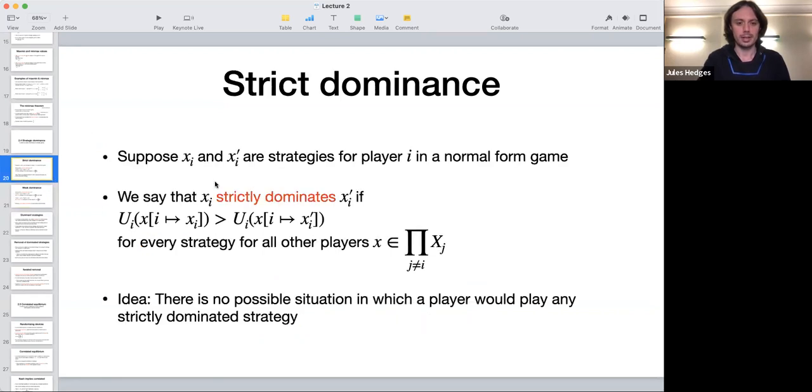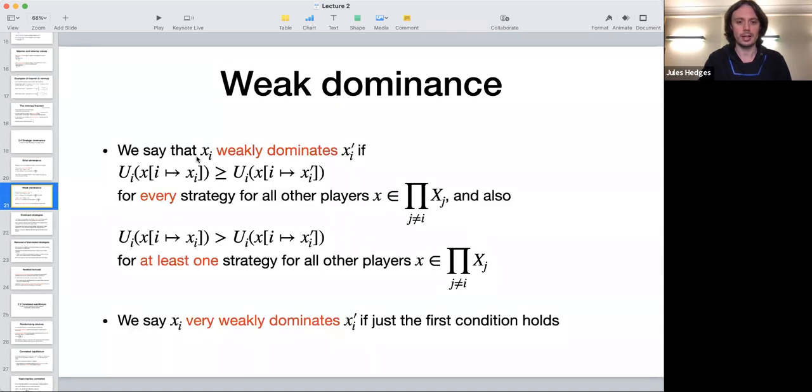And of course, each of these implies the next one. So if a strategy strictly dominates another, then in a degenerate way, it also weakly dominates it. And if it weakly dominates it, then in a degenerate way, it very weakly dominates it. So each of these is a refinement. It's a more specific thing to say than the next one.